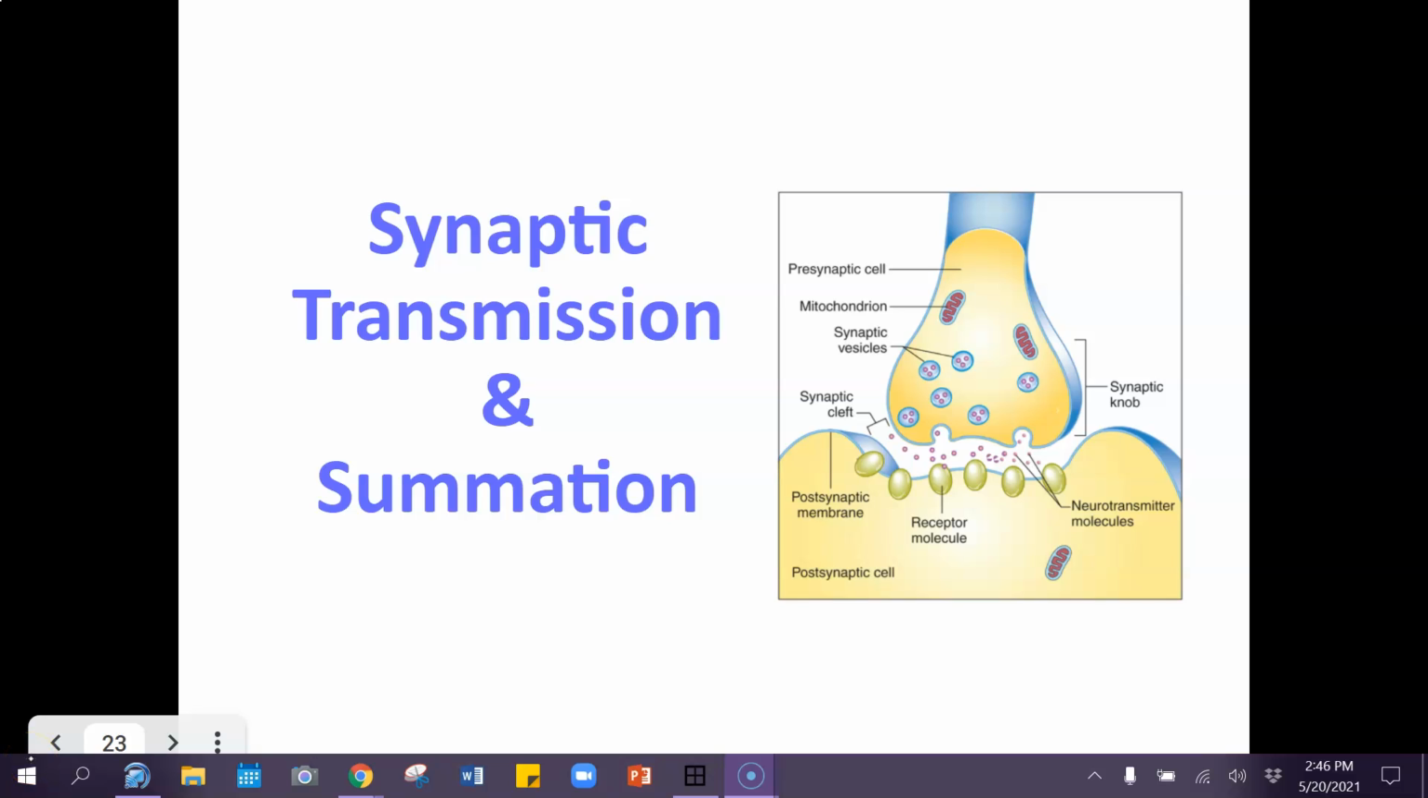Hello anatomy students! Today we're going to talk about the events that occur at a synapse to transmit an action potential from one neuron to another. The two processes that make this possible are synaptic transmission and summation.